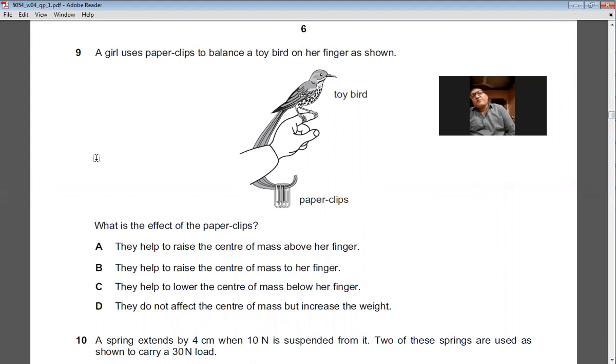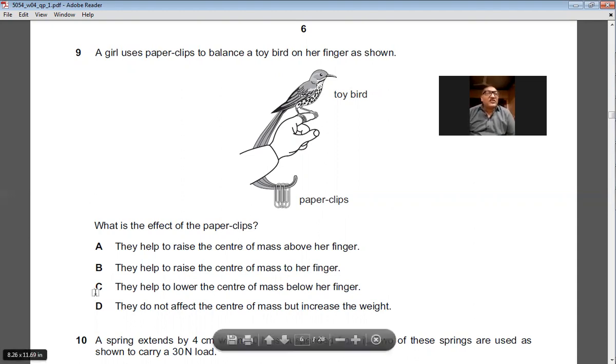What is the effect of the paper clip? They have to raise the center of mass above her finger? No. We have to lower the center of mass. They have to raise the center of mass to her finger? No, they have to lower the center of mass below her finger? Yes. They do not affect the center of mass, but it gives the wind. That's wrong. C is the right choice.